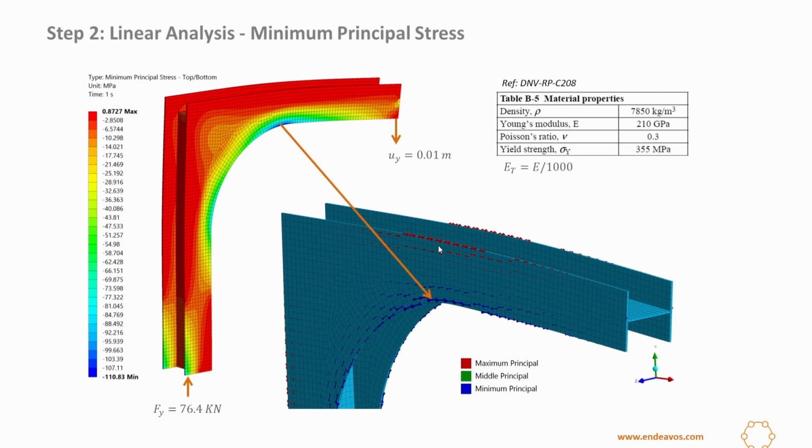In a complex problem like this, the first thing to do is to look at the minimum principal stress, because the location of the minimum principal stress is where we will get buckling. In this particular case, it is this region here. A 0.01 meter or 10 millimeter displacement at this end generates a force of 76.4 kilonewtons at the base. Here are some of the material properties. The tangent modulus for the bilinear model is E by 1000.